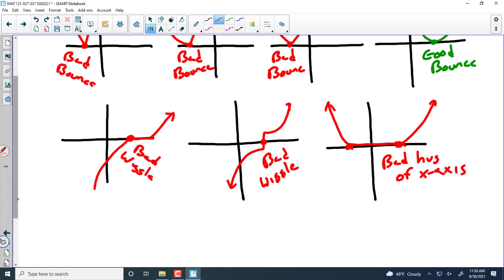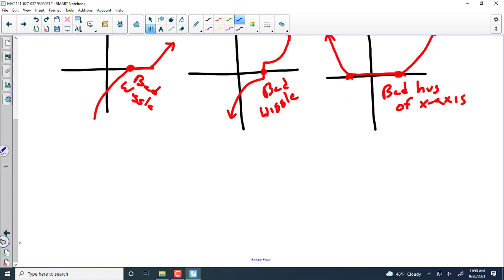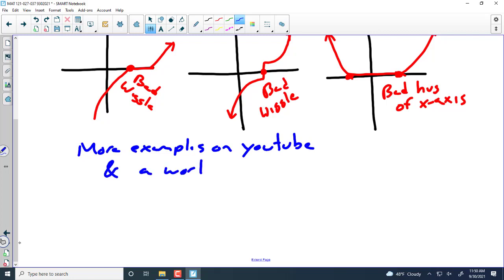So it does take some practice to draw these graphs neatly, and like anything else in this class, you're not going to get graphing practice by doing the online homework. So there are more examples on YouTube for you to practice, do along with me, and a worksheet with answer key, so you can practice some of your graphing by hand.